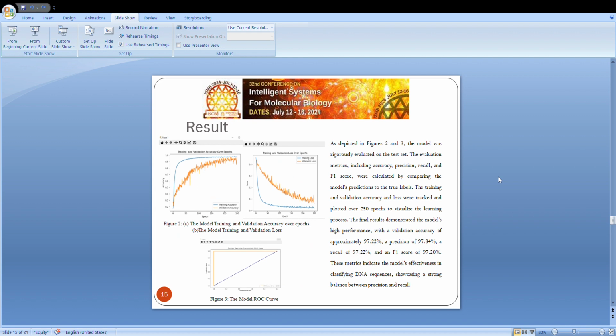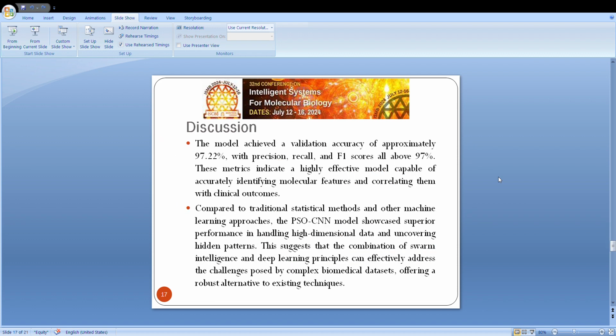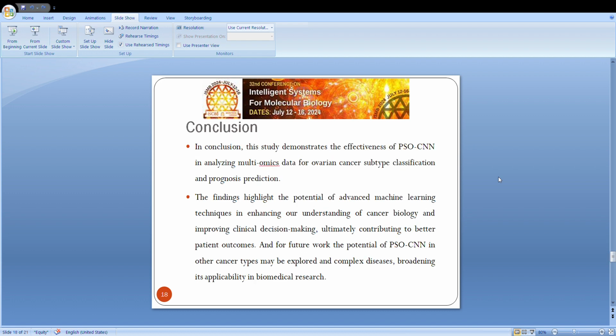And for results, as you can see, we have our visualization showing how well the model trained, and our validation accuracy. The model achieved a validation accuracy of approximately 97.22%, and these metrics indicate a highly effective model capable of accurately identifying molecular features and correlating them with clinical outcomes. In conclusion, this study demonstrates the effectiveness of PSO-CNN in analyzing multi-omics data.